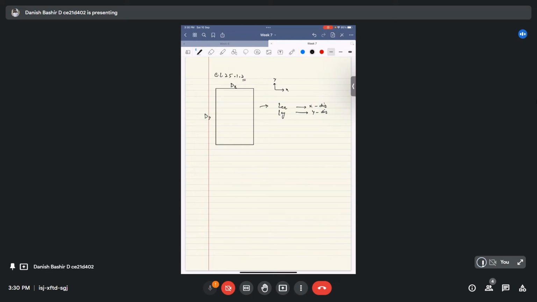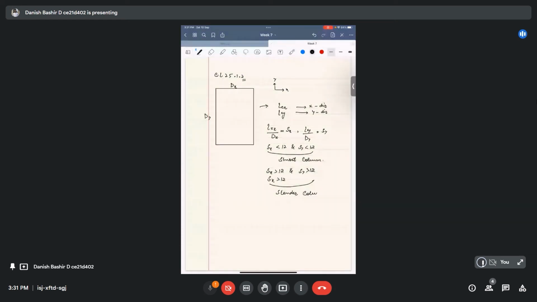And if this is not the case, that is, Sx greater than 12 or Sy greater than 12, if both are greater than 12 or any one of the two is greater than 12, we can categorize this column as a slender column or long column.